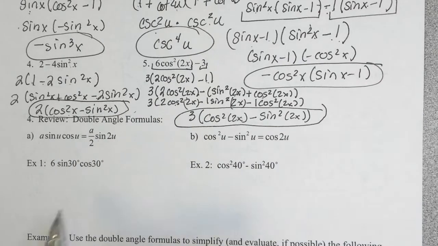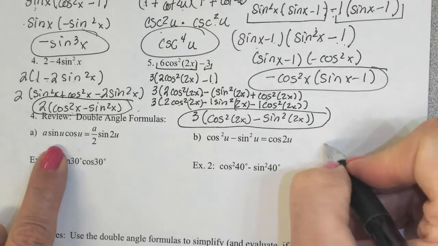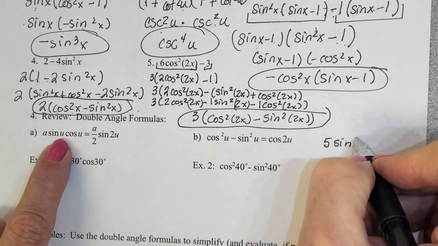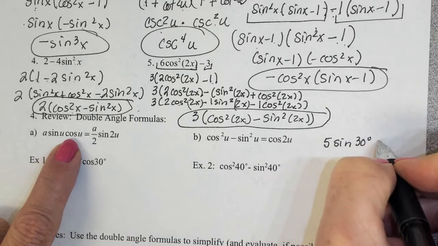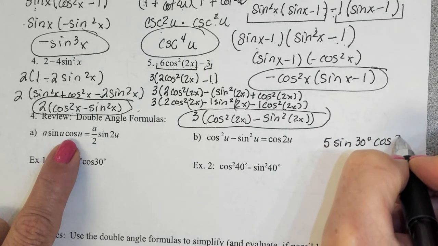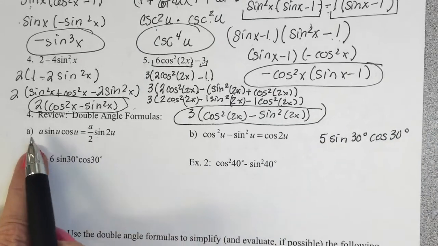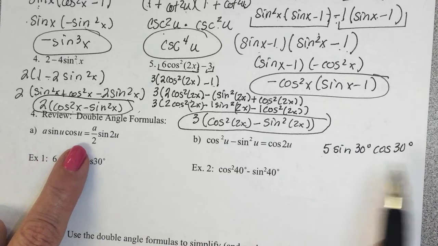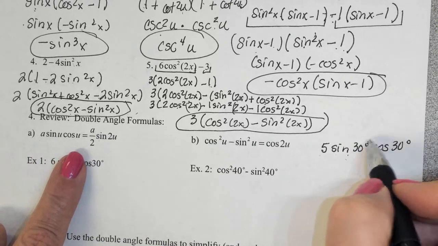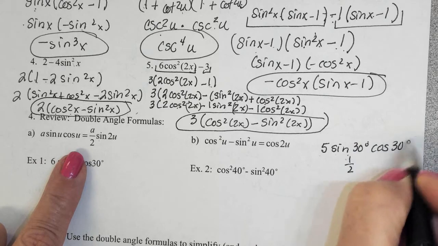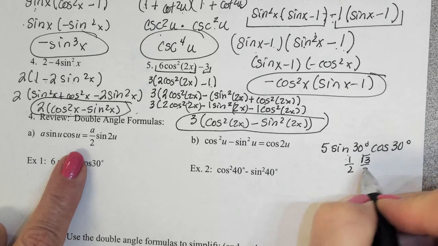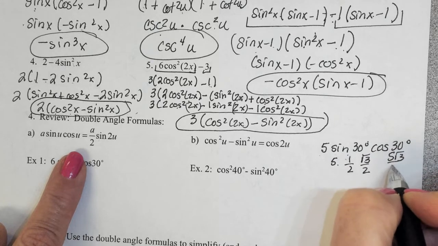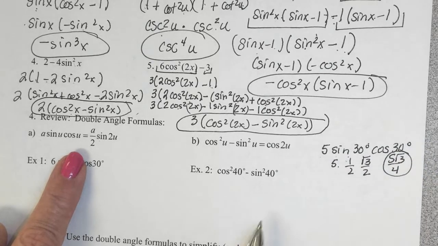All right. Let me show you why this works, though. Let's say I'm trying to compute 5 times the sine, let's choose an angle, how about 30 degrees, times the cosine of 30 degrees. So I'm trying to evaluate that, a sine u cosine u. The sine of 30 degrees is 1/2. The cosine of 30 degrees is radical 3 over 2, times 5. That gives me 5 radical 3 over 4. That's the answer to that.